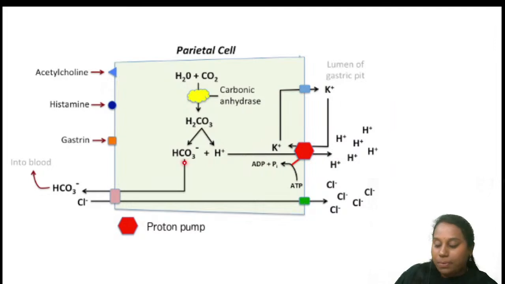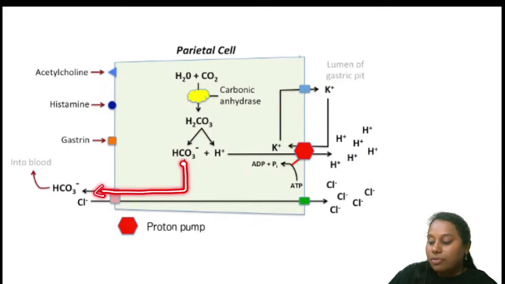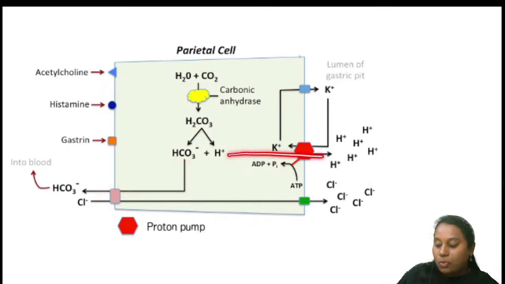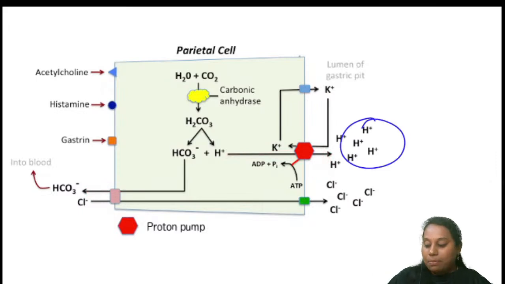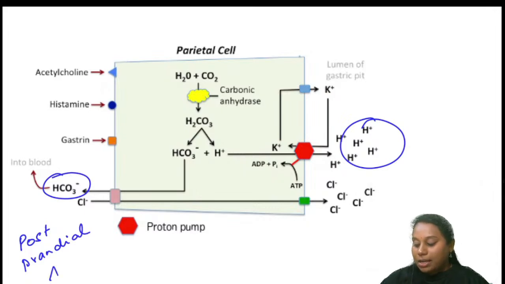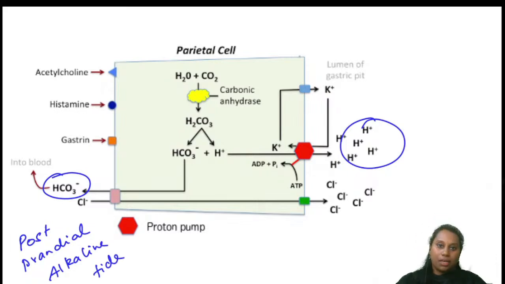What is the fate of this bicarbonate? Bicarbonate moves into the blood. Therefore, for every H+ secreted into the stomach, one bicarbonate is added into the blood. So after eating food, H+ is added into the stomach and bicarbonate is added into the blood. So the stomach becomes acidic and blood becomes alkaline. This is called postprandial alkaline tide. Postprandial means after eating food, the blood becomes alkaline.